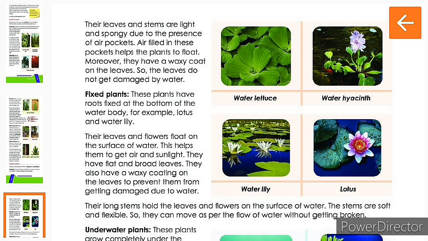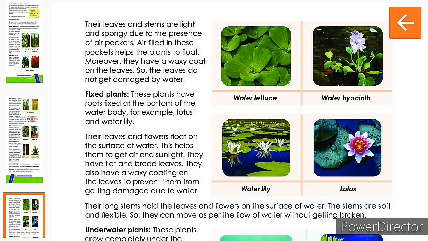Moreover, they have a waxy coat on the leaves. Waxy coat means, as I told you before, an oily type of coat. So the leaves do not get damaged or spoiled by the water. Floating plants have these features so that they do not get spoiled inside the water.